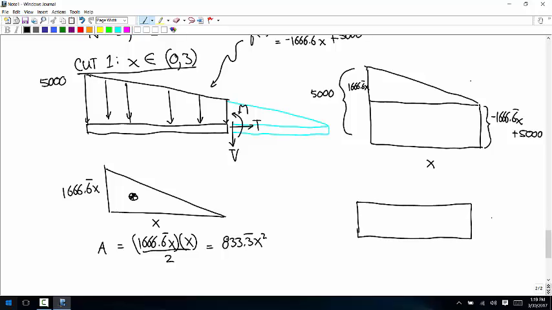And now we have the rectangle. It has a height of negative 1666.6 repeating x plus 5,000 and a width of x and a centroid right in the middle.